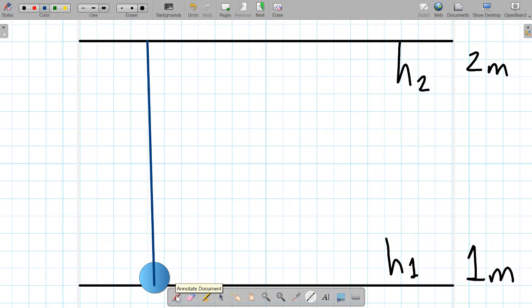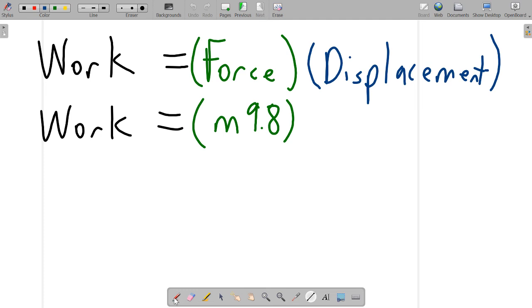So what is the change in height? In this case, it is final height minus initial height. In other words, h1 minus h2. So we're going to plug that in here for the displacement. So h1 minus h2 represents the displacement of the ball. Okay, so let's keep going.